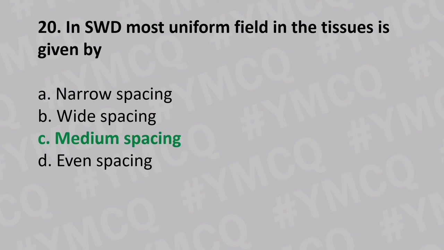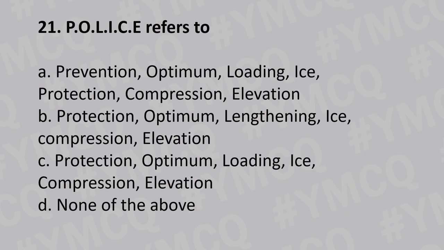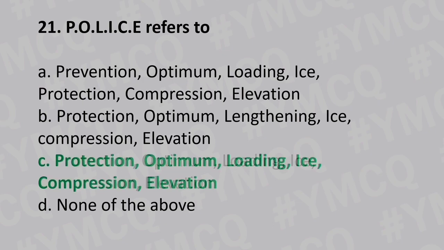POLICE refers to option A, prevention, optimum, loading, ice, protection, compression and elevation. Option B, protection, optimum, lengthening, ice, compression, elevation. Option C, protection, optimum, loading, ice, compression and elevation. And option D, none of the above. And the answer is option C, protection, optimum, loading, ice, compression and elevation.